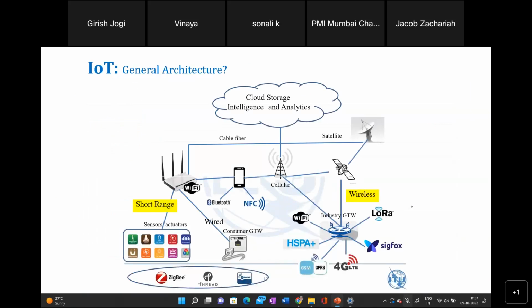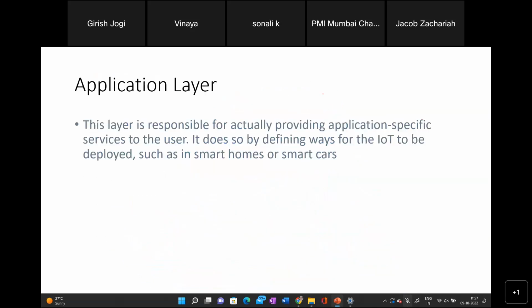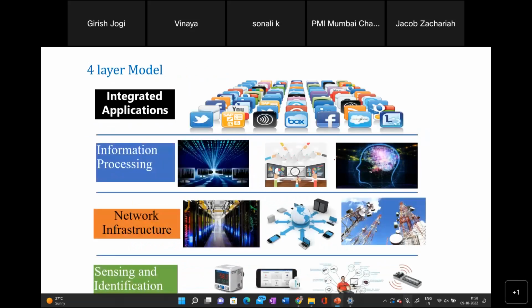Now, as a general architecture, you have the protocols at the physical layer or perception layer, then you have protocols at the network layer, then you have protocols at the application layer. The application layer is generally responsible for providing the application-specific services to the user.